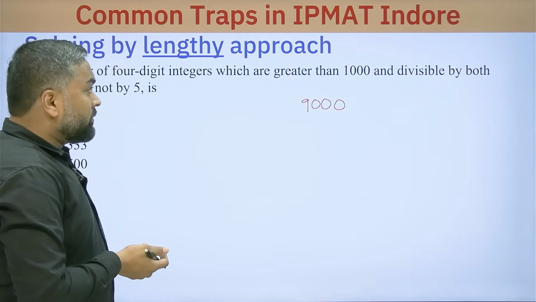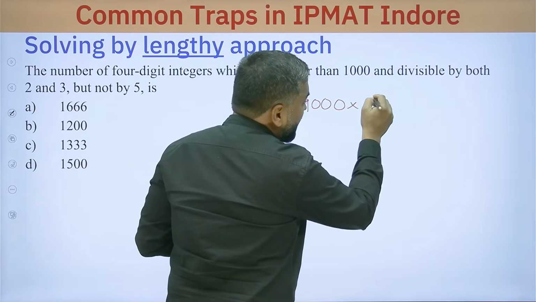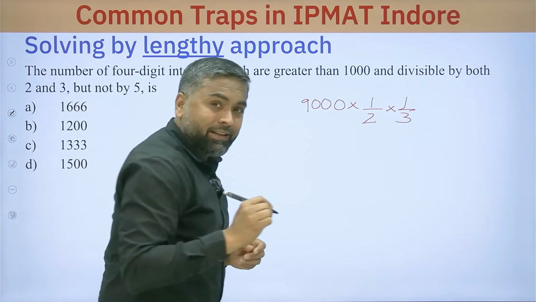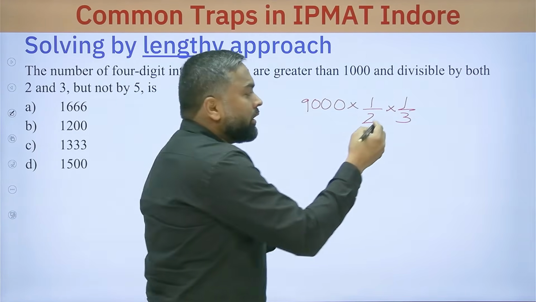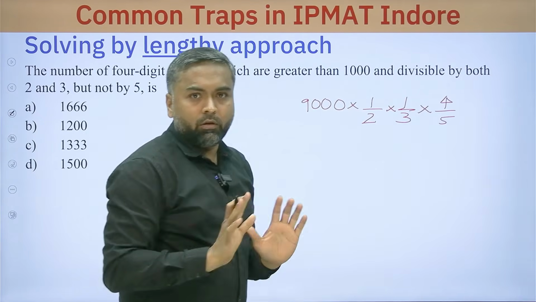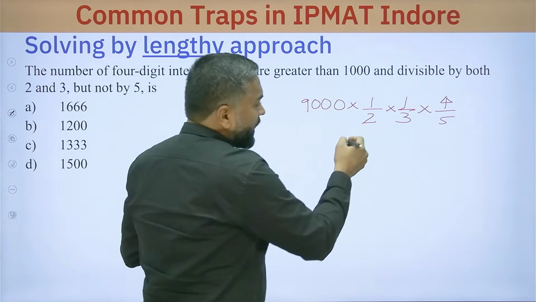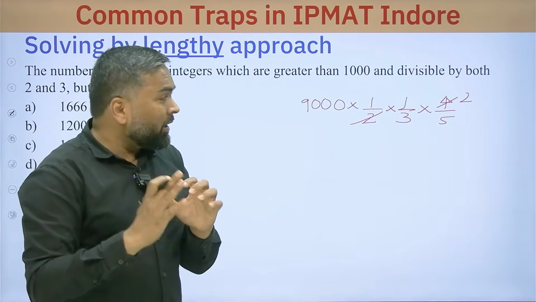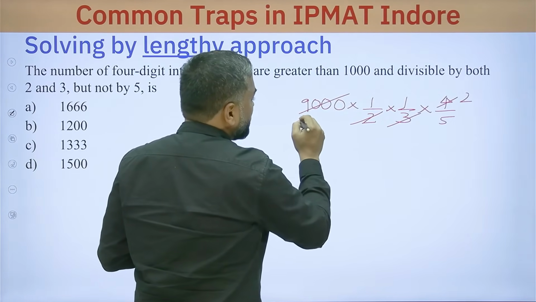Now, it is divisible by both 2 and 3. So half of the numbers are divisible by 2 and 1/3 of the numbers are divisible by 3, but not by 5. 1/5 of them are divisible by 5, which means 4/5 of them are not divisible by 5. Correct? If the question had been about probability, my answer would have been 2 by 15. But now they're asking me to find the number of numbers.